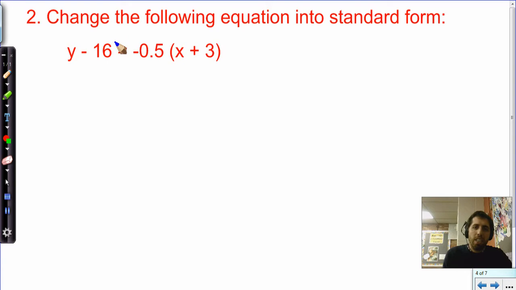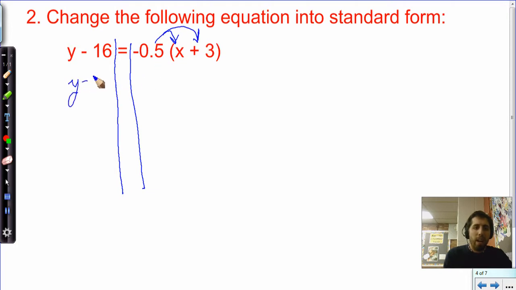But if we're going to change it to standard form, what do we know needs to be true? Or what's going to be the process? Well, the first thing that I probably want to do is get rid of this parenthetical, because it's really kind of handcuffing me. It's not letting me do what I want. So I'll distribute that, and we now have y minus 16 stays the same on the left. Negative 0.5, or negative 1/2, got multiplied times x, so it's negative 0.5x. And then negative 0.5, or negative 1/2, times 3 would be negative 1.5.